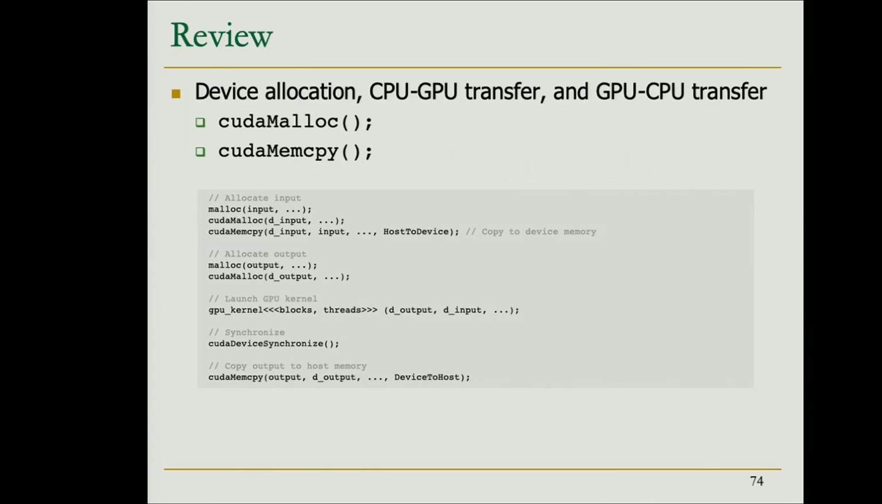We can first review what we have just seen. This is a typical program. Notice that we have here cudaMalloc. So we have first malloc for the input array in the host, cudaMalloc for the input array in the device. Then we transfer from the host to the device, and then we allocate the output, and then we launch the kernel. We have this cudaDeviceSynchronize. Recall that this is the way that we can make sure that this kernel has finished before we do something else.